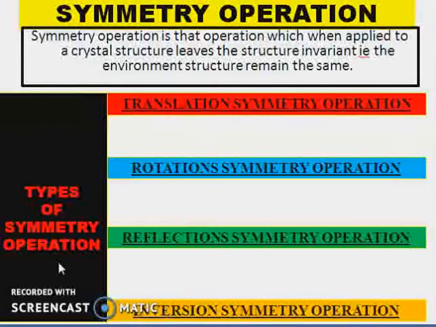So we have 4 types of symmetry operation: the translation symmetry operation, the rotation symmetry operation, the reflection symmetry operation, and the inversion symmetry operation. The translation symmetry operation is applicable to the lattice point, and it is called a lattice point symmetry operation, whereas the last 3 are called point operations, and they are applicable to a solid crystal. The rotation and the reflection are applicable to 2 and 3 dimensions, whereas the inversion symmetry operation, which is called a point operation, is applicable only to 3 dimensions.